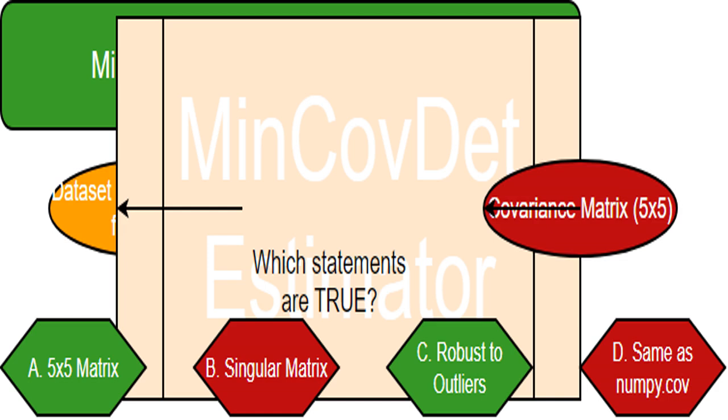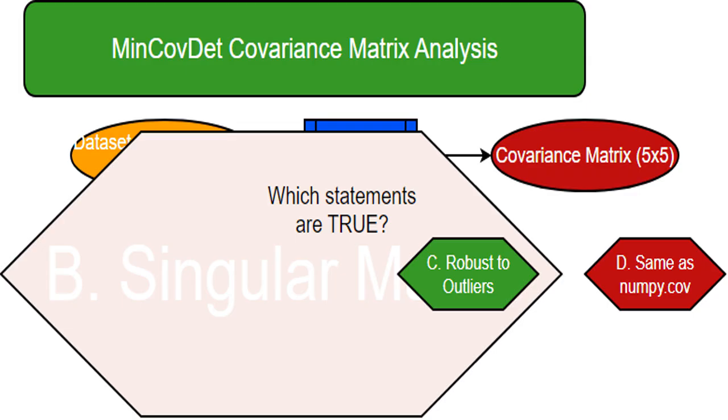Think of it like this. Each row and column represent a feature, and the entries show how those features relate to each other. This statement is false. MinCovDet specifically aims to produce a non-singular, invertible covariance matrix. It's designed to avoid singularity, even if outliers are present in my data.